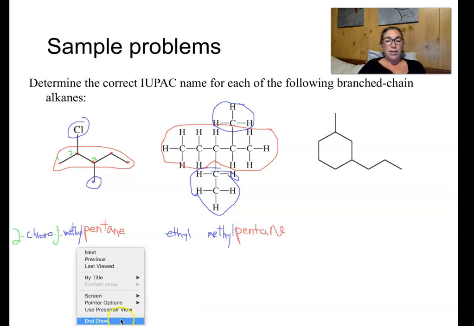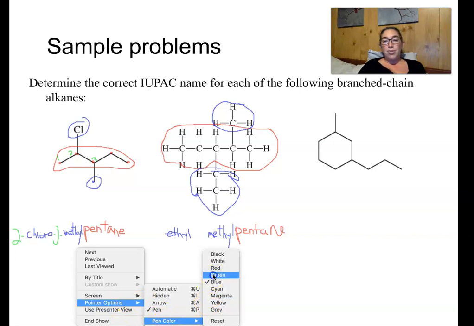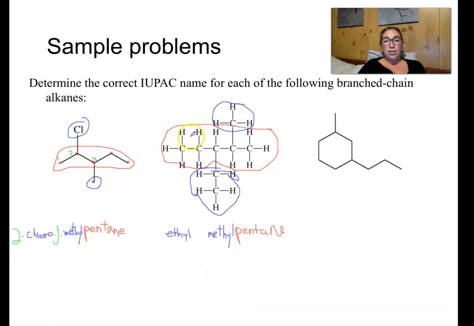Change the pen color to green for my address. Which side is closer to a substituent? It's the right side. It's closest, so we're going to start labeling on the right side. 1, 2, 3, and again I could keep going, but I don't have any substituents over there, so I'm going to stop. 1, 2. So carbon number 2 is where our methyl is. So we put a 2 in front of the methyl, and carbon number 3 is where our ethyl is. So this molecule would be named 3-ethyl-2-methylpentane.